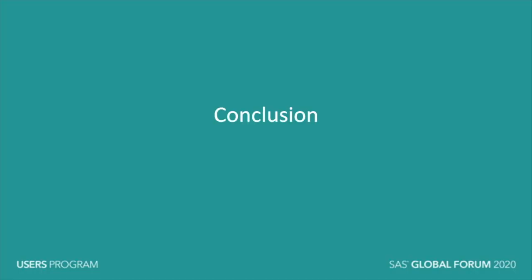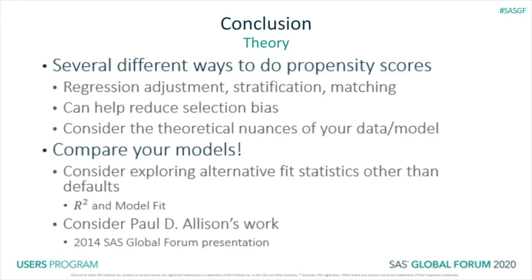So in conclusion, I apologize for the speed of the last part, but there are several different ways to do propensity scores, such as regression adjustment, stratification, and matching. By utilizing propensity scores, you could help reduce your selection bias. There are lots of different things you'd want to consider in that, such as the structure of your variables. You also need to consider the theoretical nuances of your data and models; mine was medical education. If you have a different type of field, you want to consider what implications the different variables and structures could have on propensity score analysis.